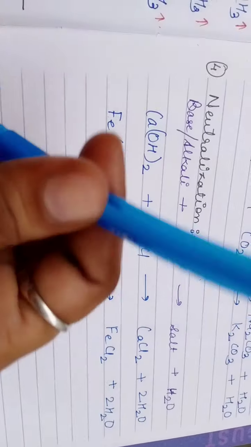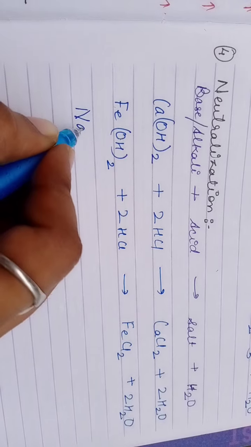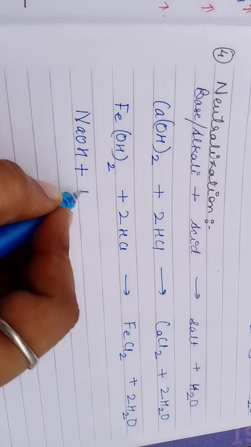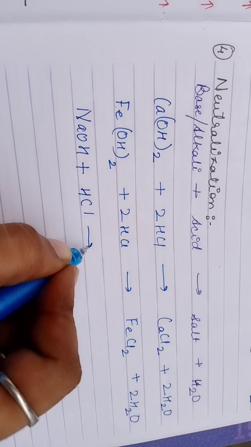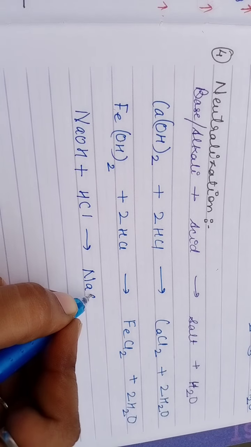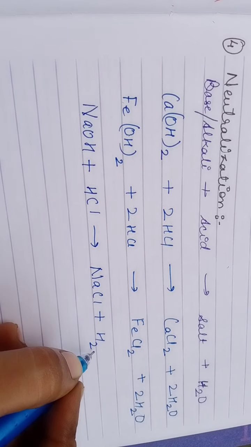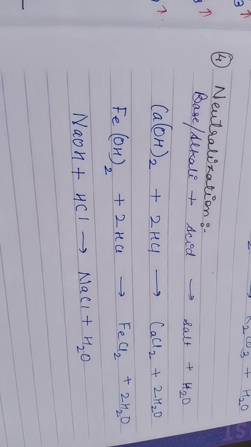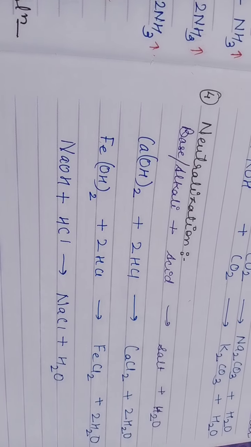Other than this, you have one common example also, that is when you treat NaOH with HCl, what will it give you? It will give you salt, NaCl plus H2O. Are you getting? So this is neutralization reaction. I hope that you have understood.